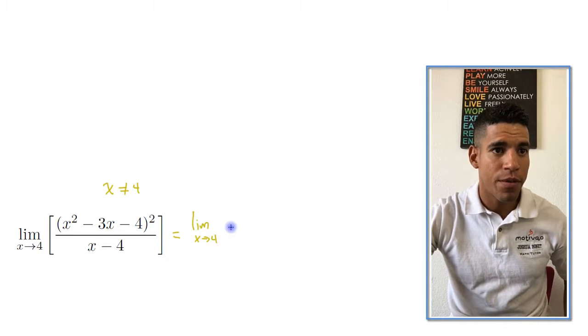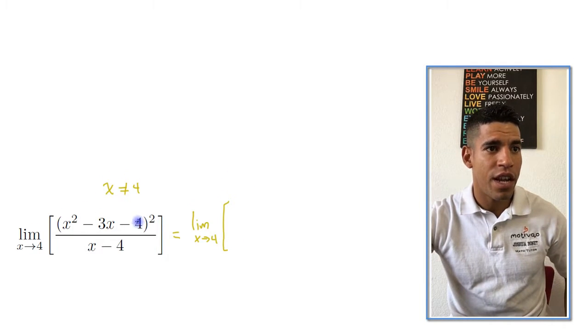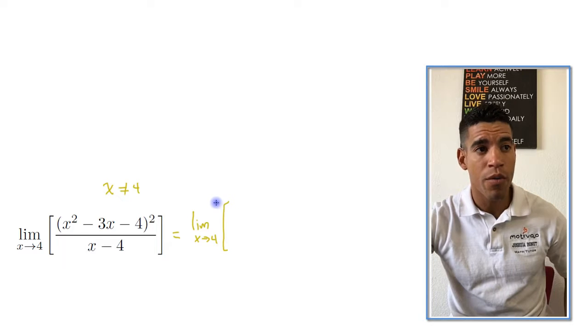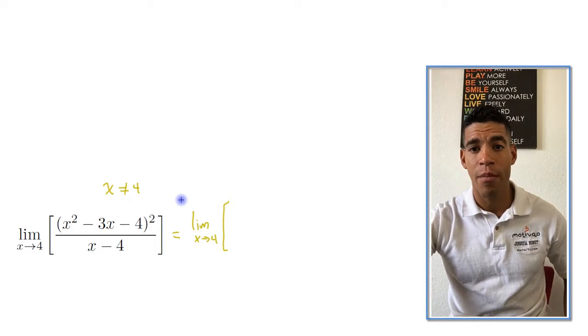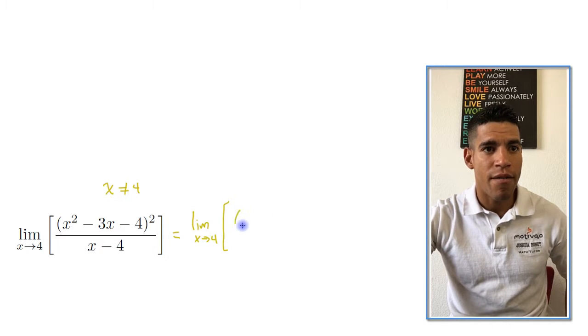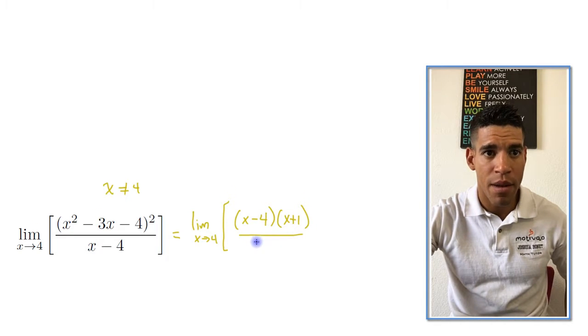X approaches 4. What is the factorization here? What two factors of -4, when you add them together, gives you -3? Well, it sounds to me that's -4 and +1. So you have x minus 4 and x plus 1 divided by x minus 4.